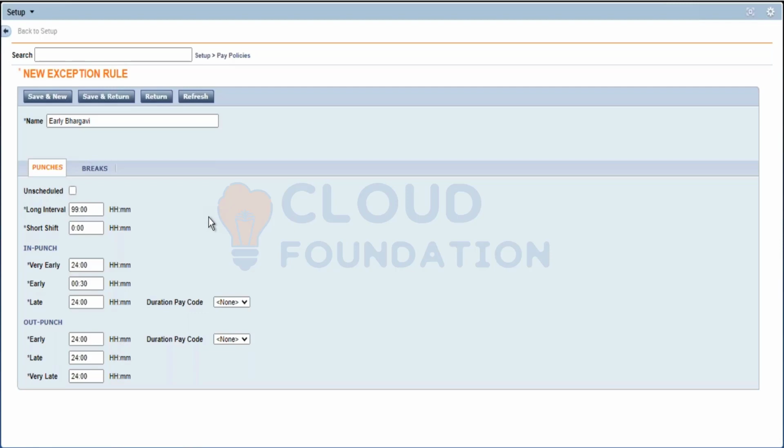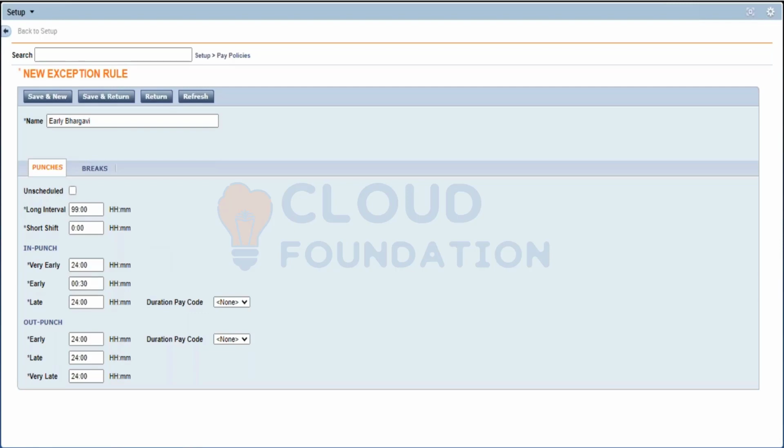This is why managers and payroll review the time cards, because managers will know when that employee is supposed to work and when he is not supposed to work. Based on that, they will approve or disapprove the time card. But we can flag the system. If there is any unscheduled, you can just tick unscheduled and leave the rest. We'll do an early. We want to flag if anybody is coming 30 minutes early to their shift, the in punch. So I'll just leave it at early and save this.